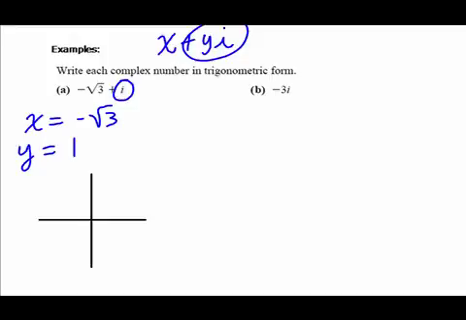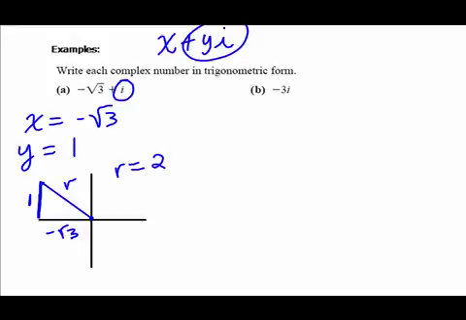Okay? So you need to imagine this ray or this vector coming out here in quadrant 2. We know that the x component, the horizontal component, is negative square root of 3. And we know that the vertical component is 1. We can now find out what r is. Here's r. Use the Pythagorean theorem. r would be the square root of negative root 3 squared plus 1 squared. r is 2. Because you end up with the square root of 4, right? r is 2.